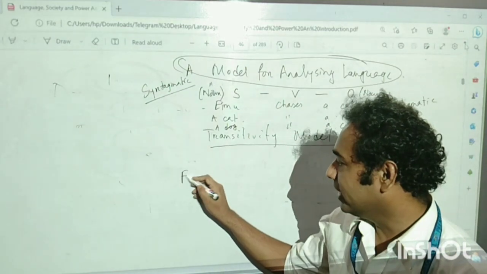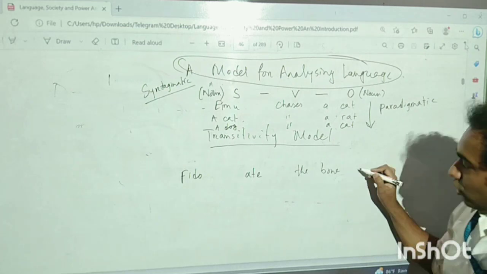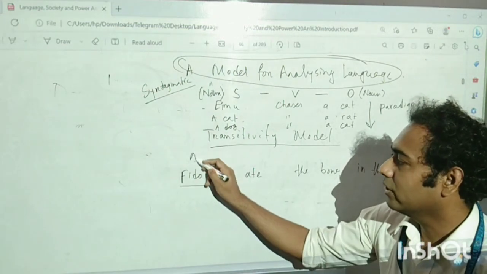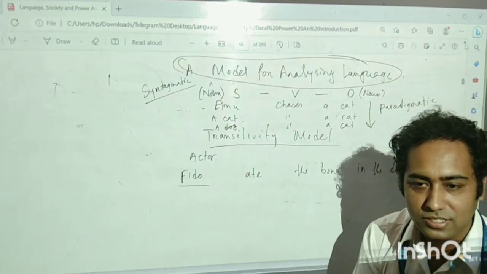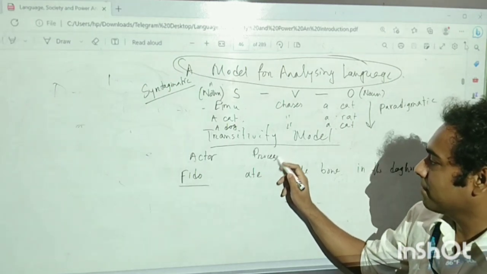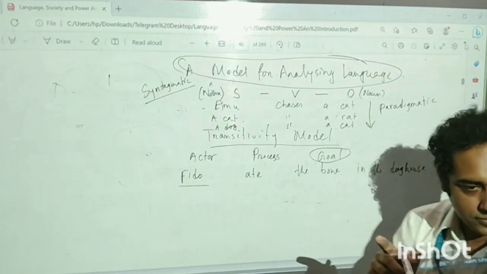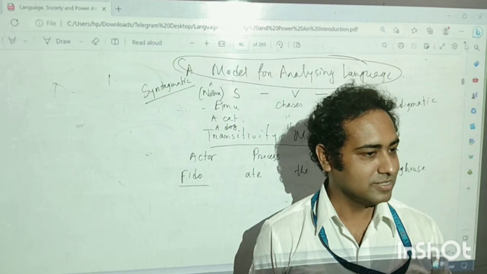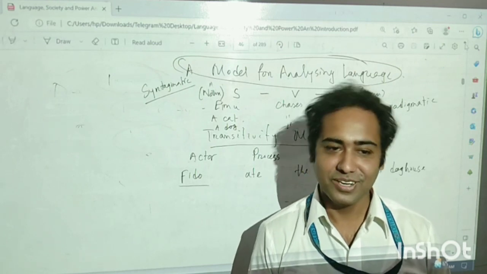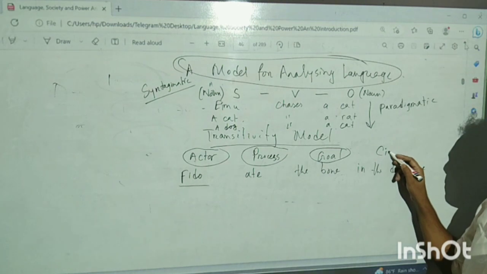So, according to the textbook, Fido ate, write down, the bone in the doghouse. What is Fido? Actor. As I already told you, we are all actors. Am I right? Actor, ate, process. Then, what is the goal? Bone. We have a goal. You all have a goal. What is the goal? After the completion of the study, I'll get a good job and I'll get married to someone very, very handsome, beautiful. Honestly, this is the inside goal, common goal. So, actor, process, goal. And in the doghouse is circumstance.